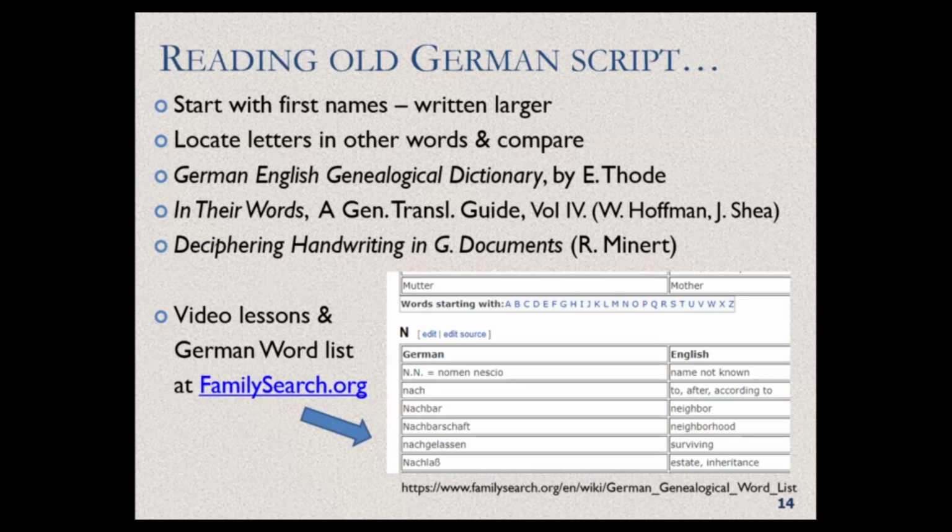It is a larger format book from Ernest Thode. And then there are also various video lessons on the FamilySearch website, which is a free website. You can see here a screenshot. When you see that record, like I said, you just need to transcribe and translate just a few lines.